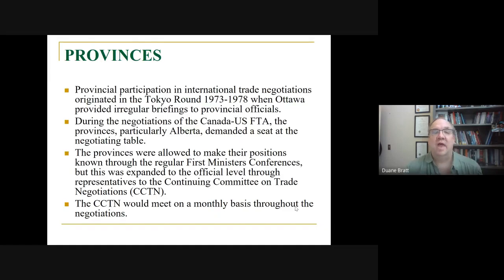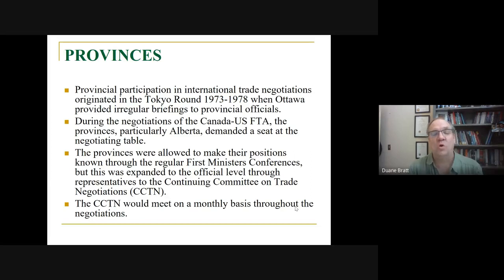The provinces have had unofficial briefings. So during the Tokyo round of GATT, Ottawa would brief provincial governments. During the negotiations of the Canada-US agreement, Alberta and other provinces demanded a seat at the negotiating table because what Alberta was concerned about was oil and gas exports. This led to a formalization of negotiations where the provinces were consulted and briefed the federal negotiators.